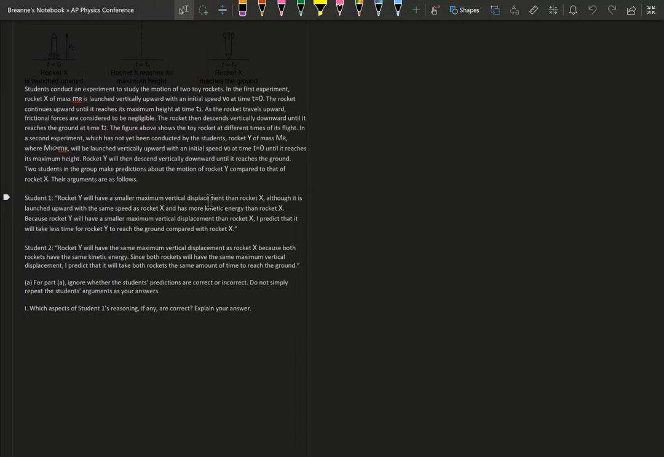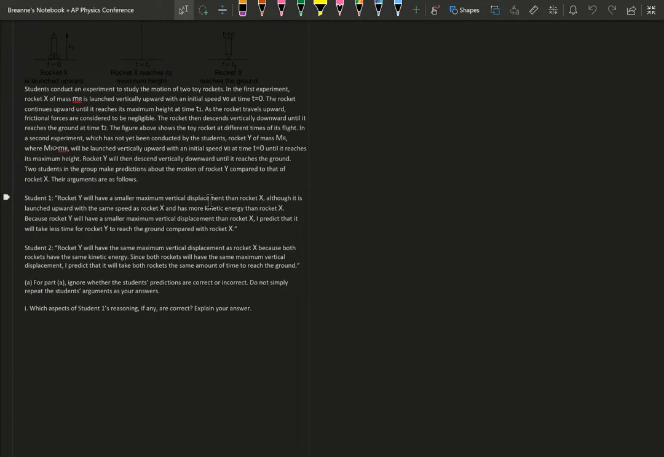Two students in the group make predictions about the motion of rocket Y compared to that of rocket X. Their arguments follow. So they've done rocket X. They know what rocket X is going to do because they've seen it. They're trying a bigger rocket, rocket Y, and they're trying to predict what rocket Y is going to do compared to rocket X.